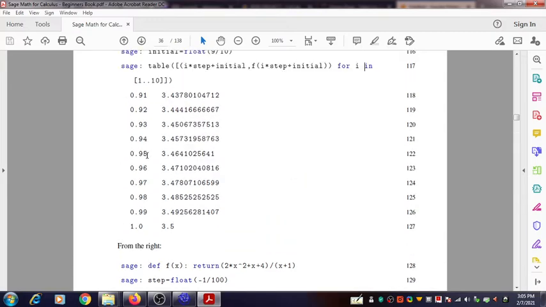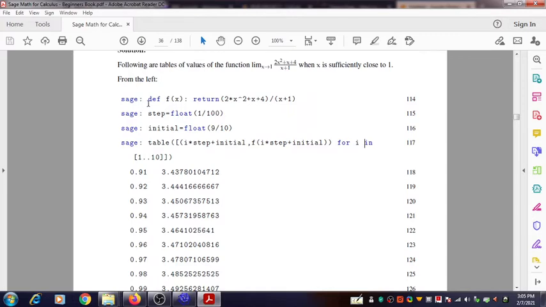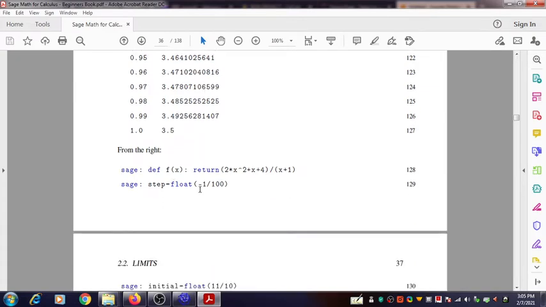You can compare the set of commands here. The first command is the same: the function definition is the same in both cases. But in the second command, the step, float 1 divided by 100, there is a change. There we write minus 1 by 100 instead of plus 1 by 100, because we start from a point at a distance of 1 unit from the fixed point x equal to 1, and from there step by step we reduce the value.